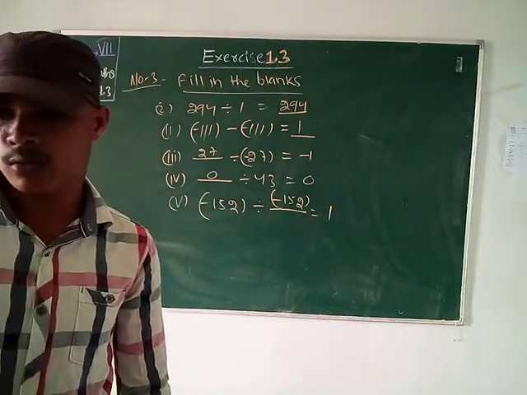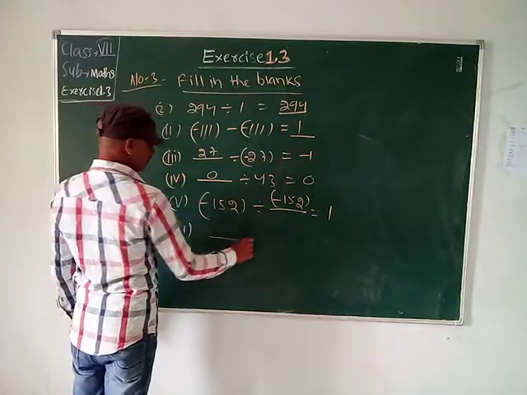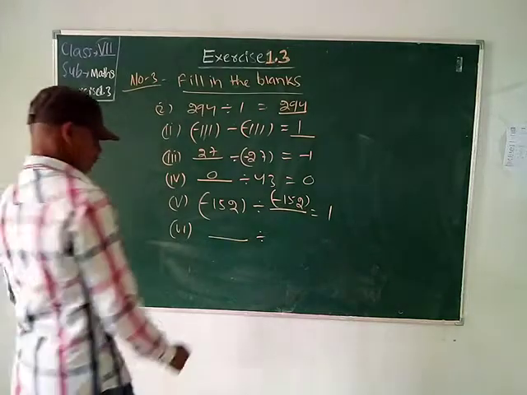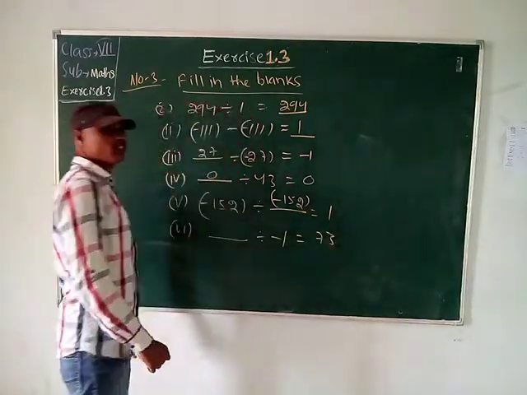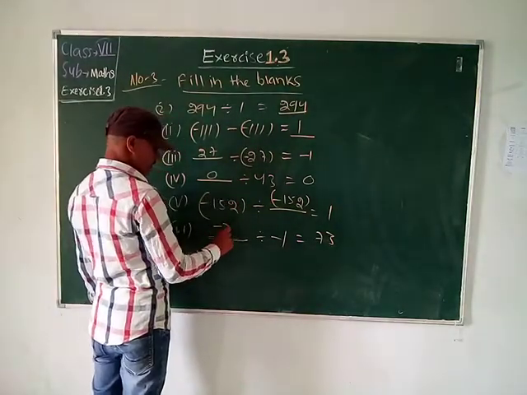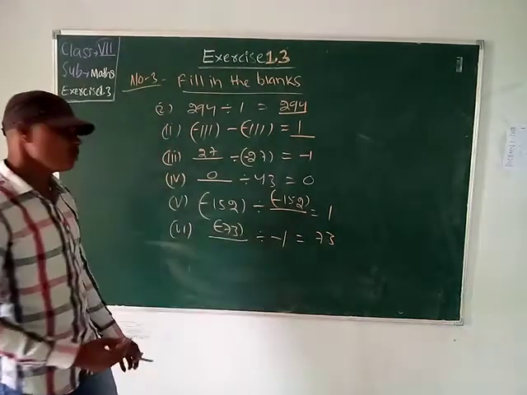Now we will do the sixth bit. Blank divided by minus 1 equal to 73. You know that plus divided by minus equal to minus, so we write here minus 73. Minus 73 divided by minus 1 equal to 73.